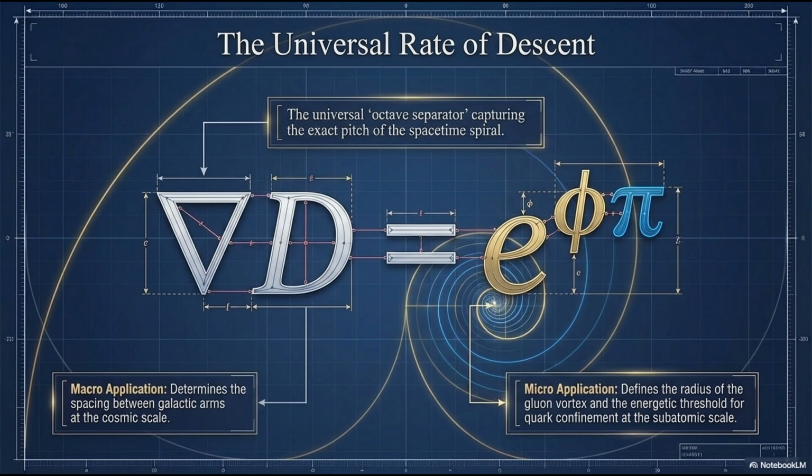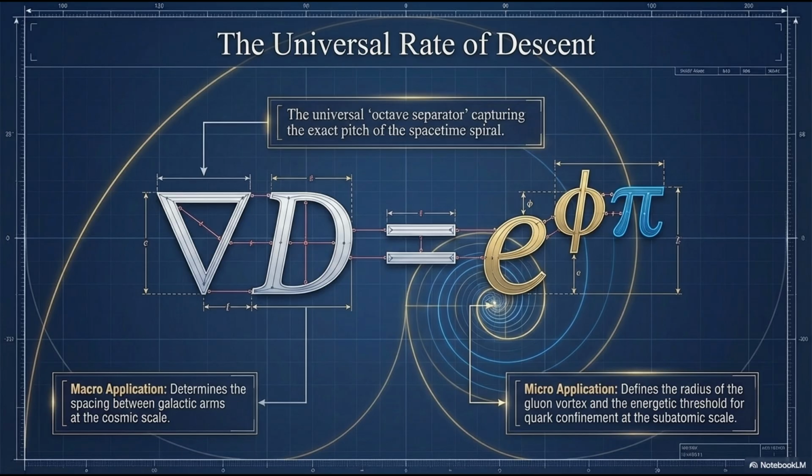Exactly. And when you combine those three axes, you get the framework's foundational equation. It's called the rate of descent. The rate of descent. Right. And it is simply Euler's number raised to the power of phi times pi. Euler's number to the power of the golden ratio times pi. That exact formula is the universal octave separator. It defines the pitch of the universal spiral, essentially.